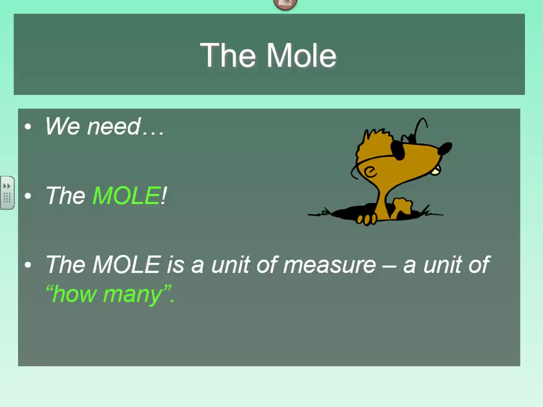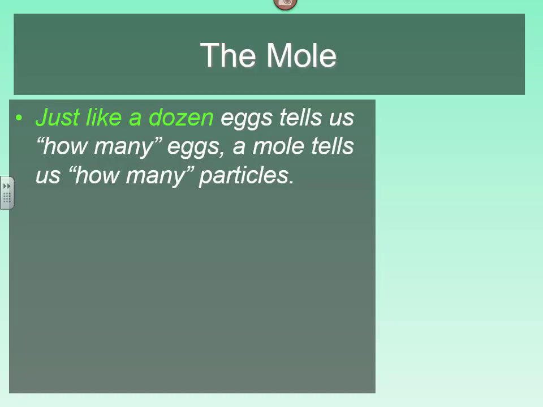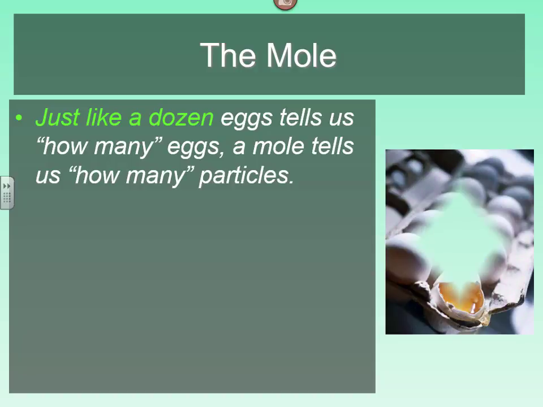And the one thing that you have to keep in the back of your mind today about what this mole idea is, is that it's a unit. It's a label. Just like centimeters is a label, just like grams is a label, the mole is a label. It's a unit. And specifically, it's a unit that counts things. It counts how many. We have lots of other units that count things. For example, a dozen eggs tells us how many eggs. How many eggs are in a dozen? 12.